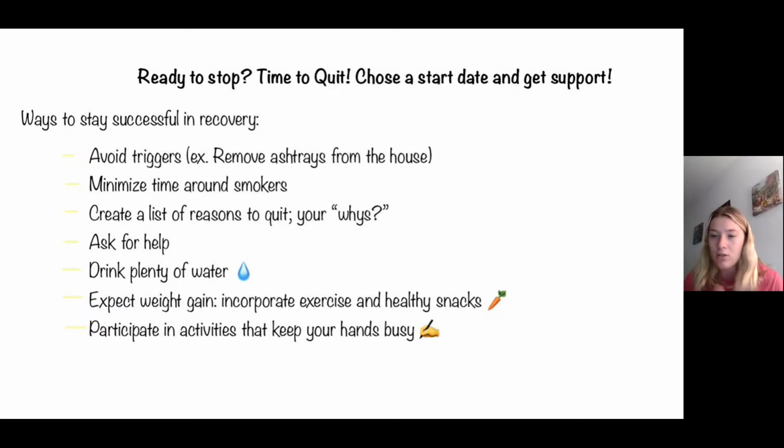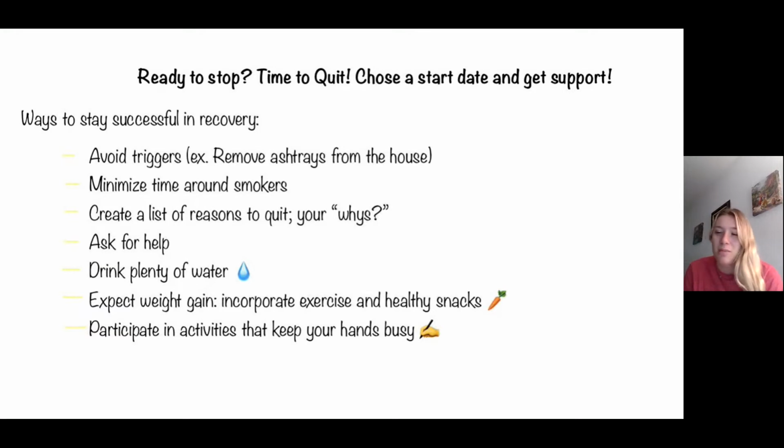Drinking plenty of water is also going to help. They have a constant need to take something and put it in their mouth. So really drinking plenty of water is good. We want to expect weight gain with this. Why? Because we know that smoking makes the patient less hungry. So a lot of times when we stop smoking, we're going to regain those hunger cues that we might have been missing.